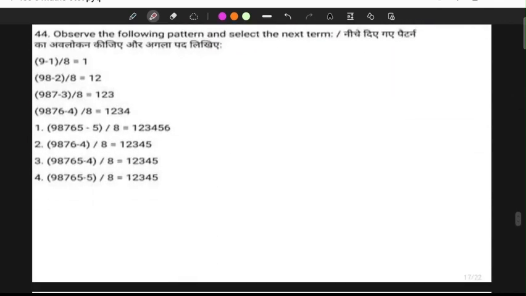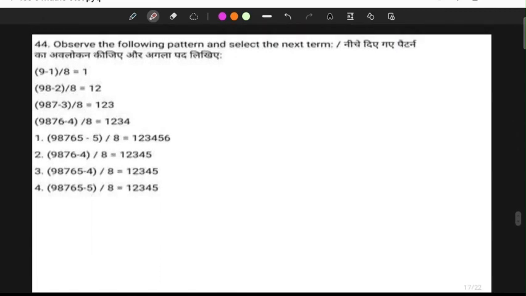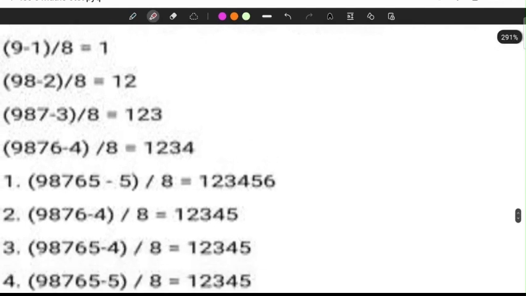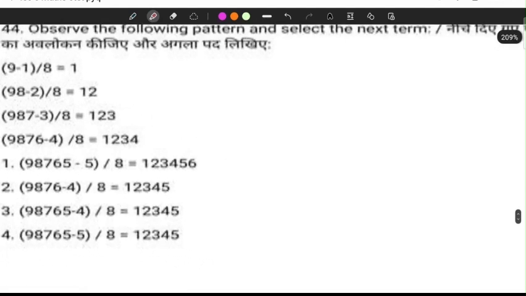Okay, moving on to the next question now. Observe the following patterns and select the next term. What is the pattern that they have mentioned here? If you look at the pattern carefully, they have given us 9 minus 1 upon 8. Then they are adding one number to the given number, that is, they are reversing the pattern and adding one more number. 9 was the first number. They have done 9 minus 1 divided by 8.